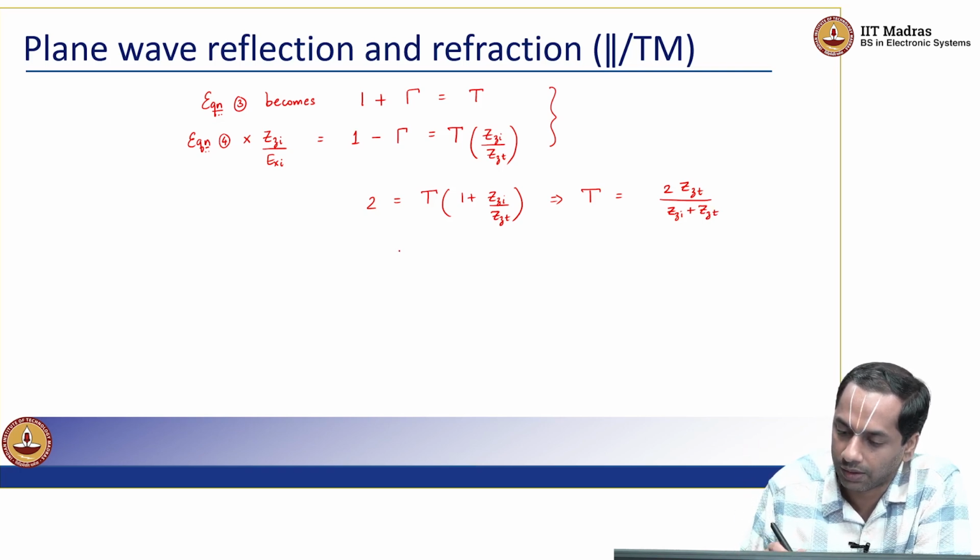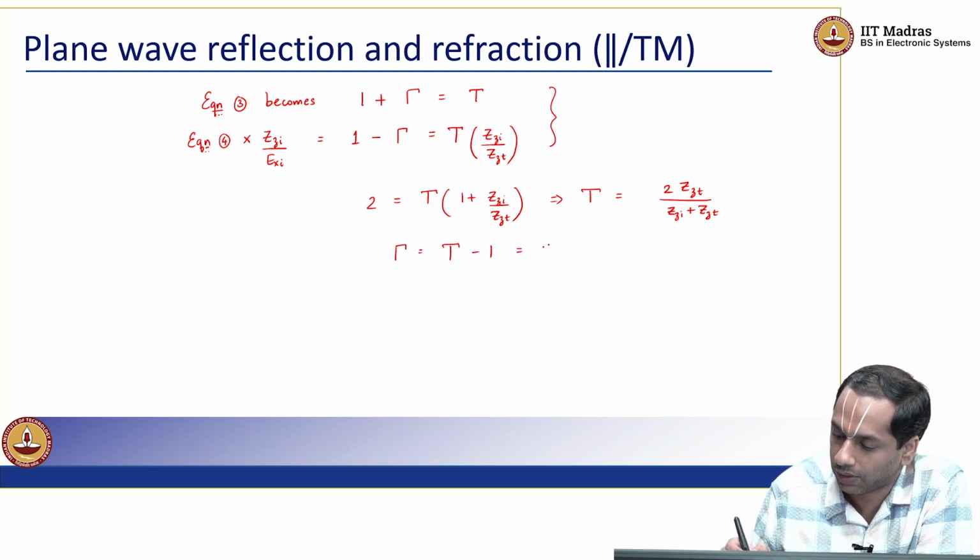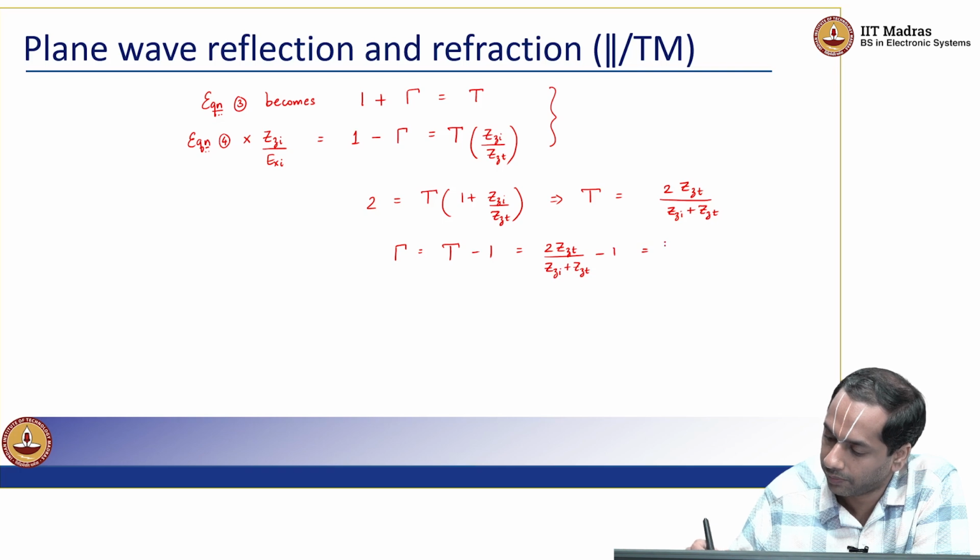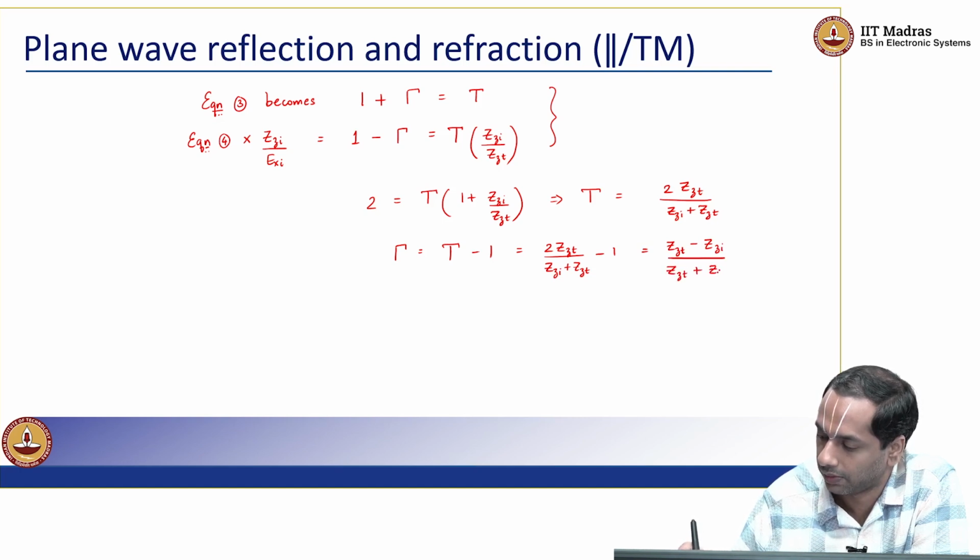And if I substitute this in equation 1, I get gamma is equal to t minus 1, which is 2zzt by zzi plus zzt minus 1, which gives me zzt minus zzi by zzt plus zzi.